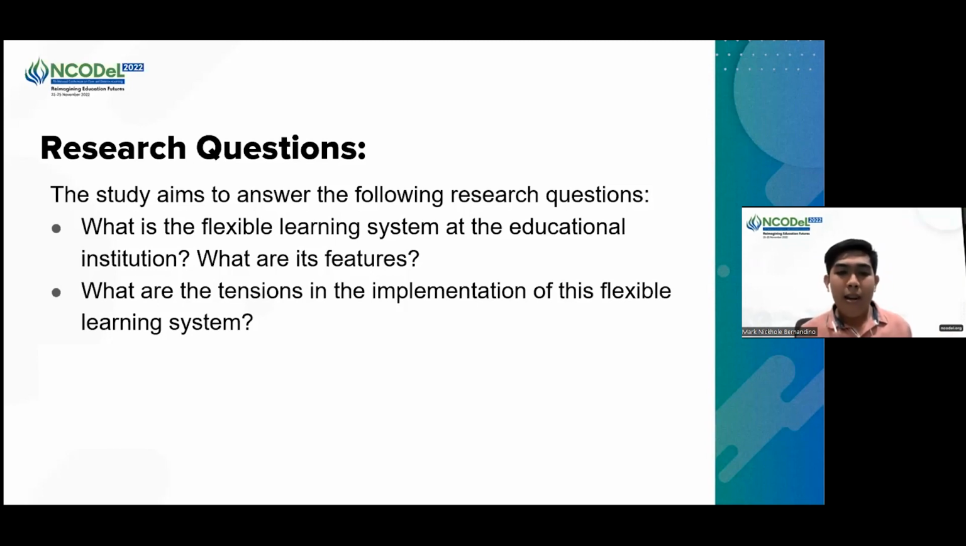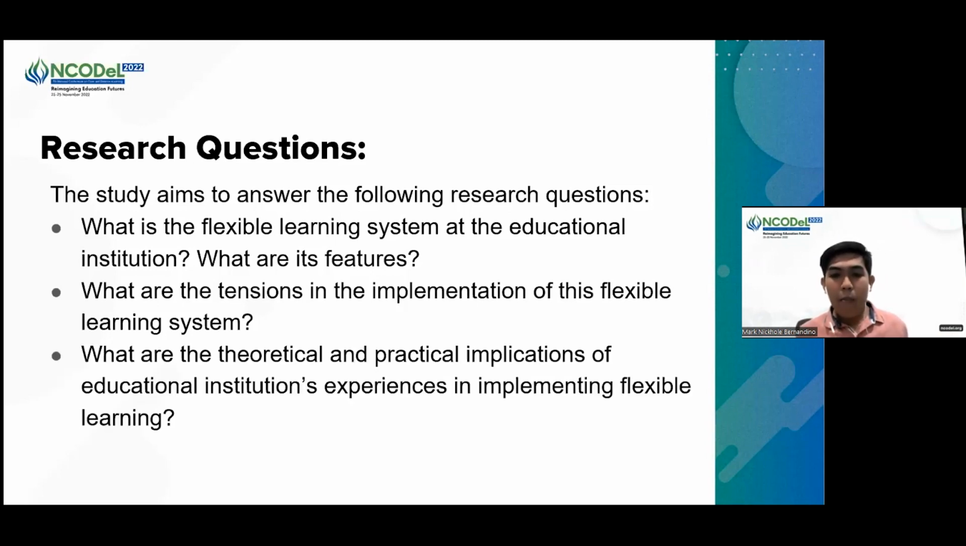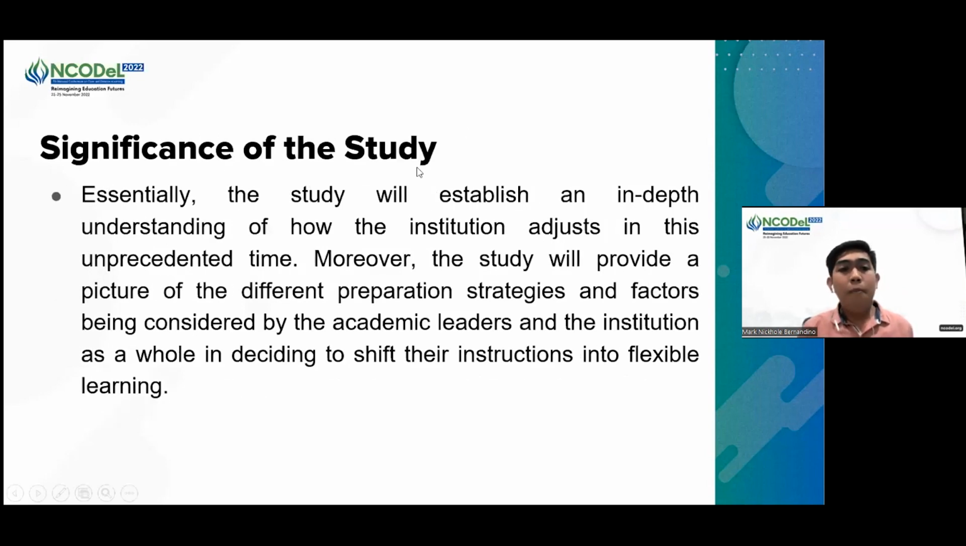And last but not the least, what are the theoretical or practical implications of the educational institution's experiences in implementing flexible learning? For this question, I would like to discover the possible contribution of this study to the existing body of knowledge. The significance of the study is summarized into this.